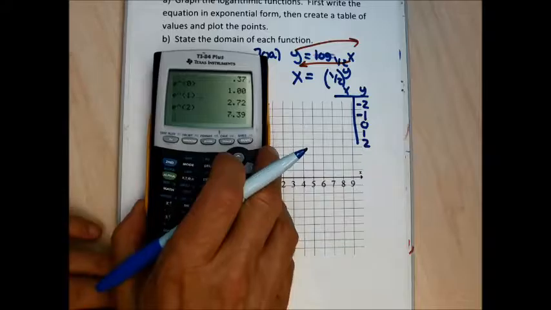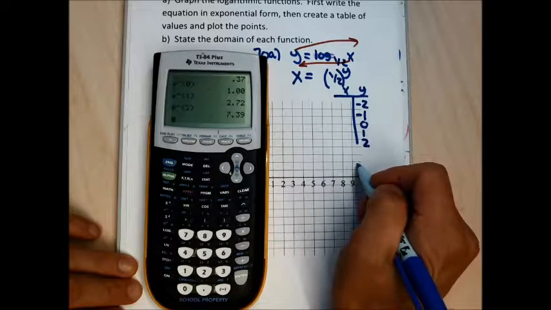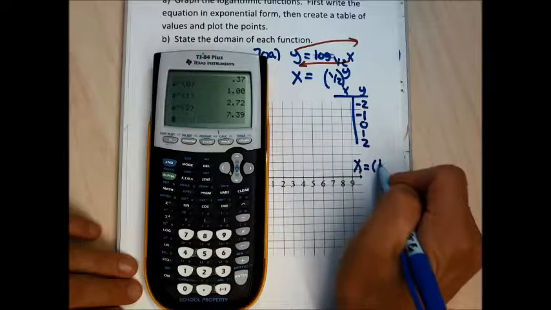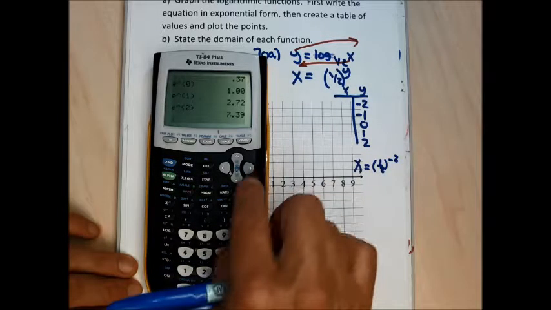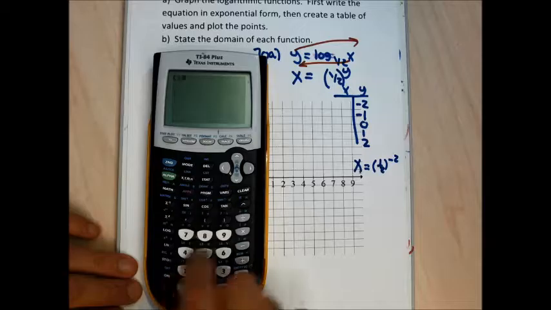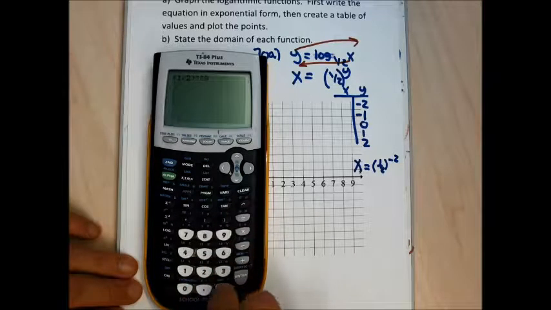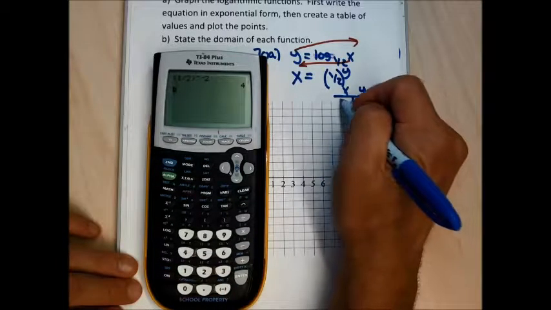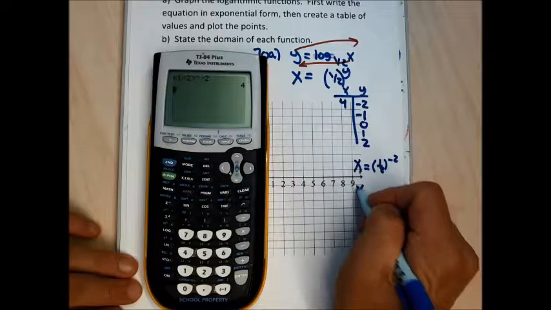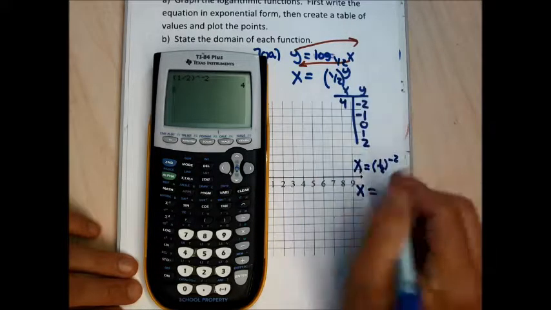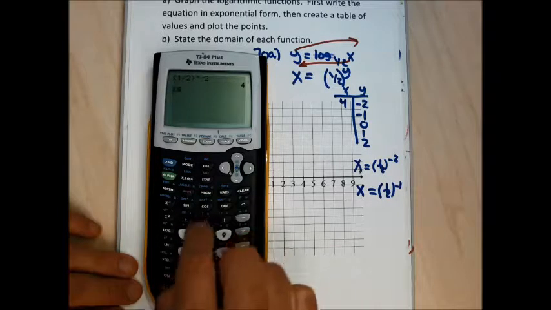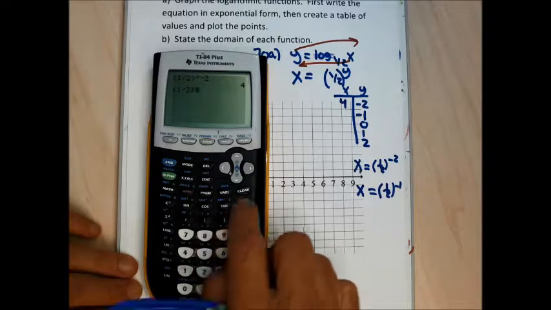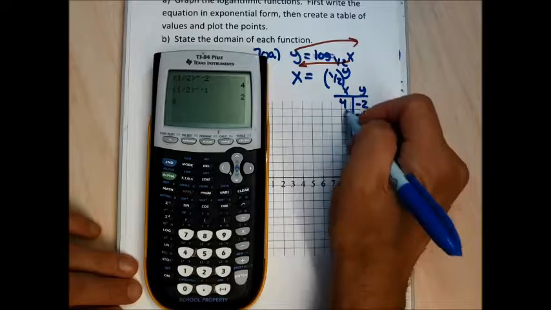The first x I need to do is x equals 1/2 to the negative 2 power, just change that y to a negative 2. To do that, I'm going to go parentheses 1 divided by 2, up arrow, negative 2 power. My calculator is going to give me 4. The next x, I'm going to plug negative 1 in for that y and get 1/2 to the negative 1 power. So I'll go parentheses 1 divided by 2, up arrow, negative 1, and get 2.